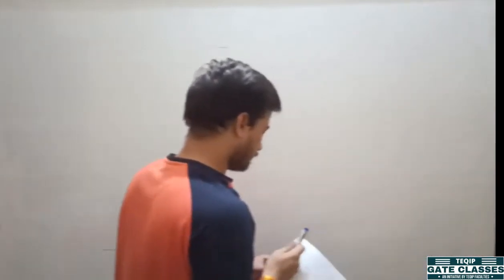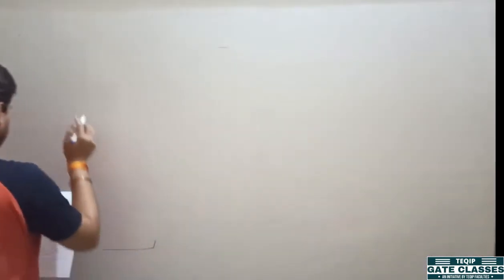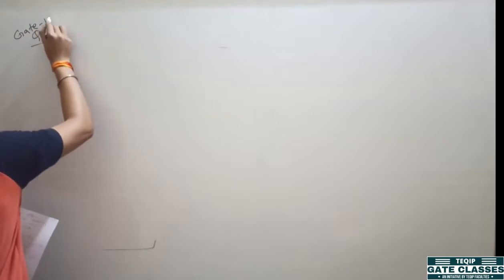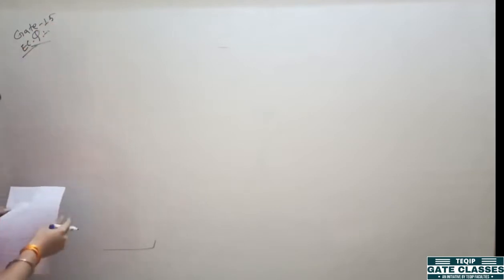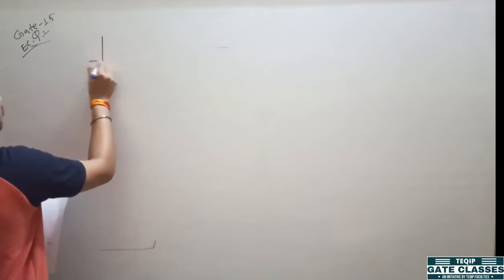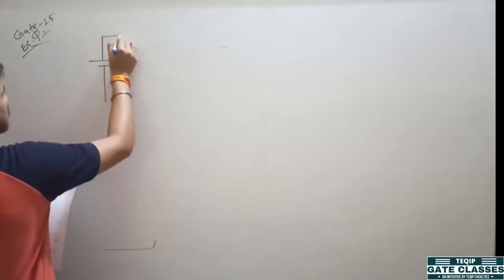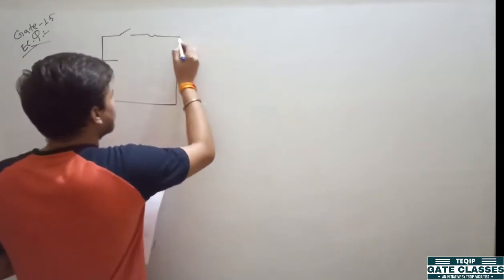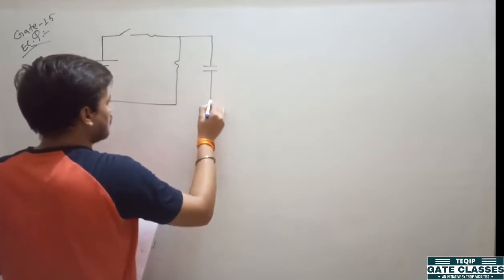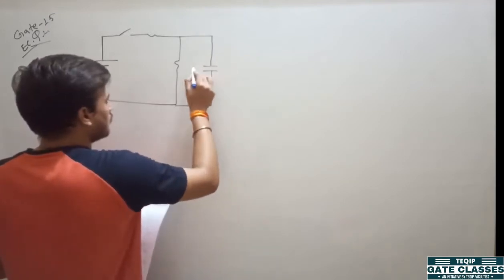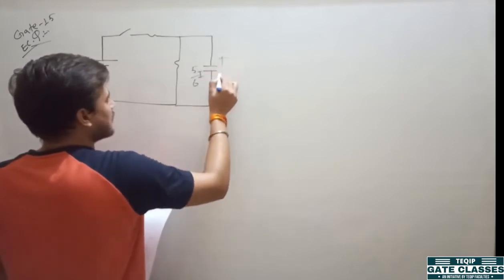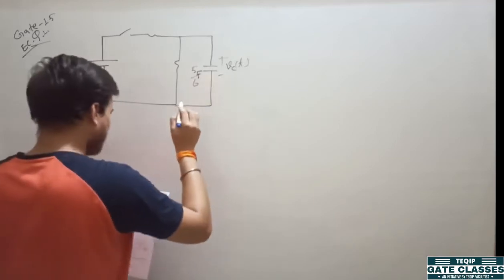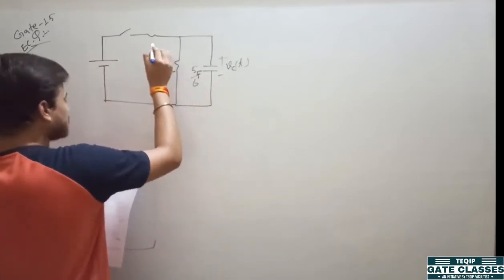See the next question. GATE 2015 Electronics and Communication Engineering. Circuit is given to you. This is 5 by 6 farad with voltage VC(t) across it. This is 2 ohm, this is 3 ohm.